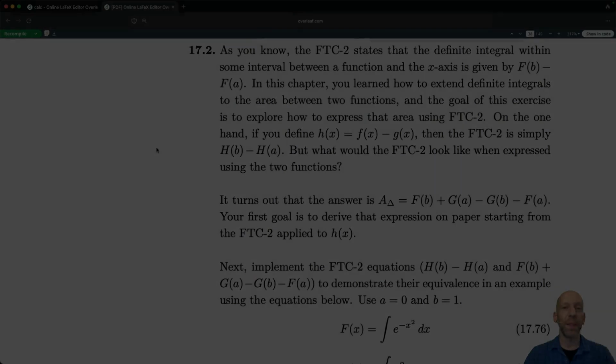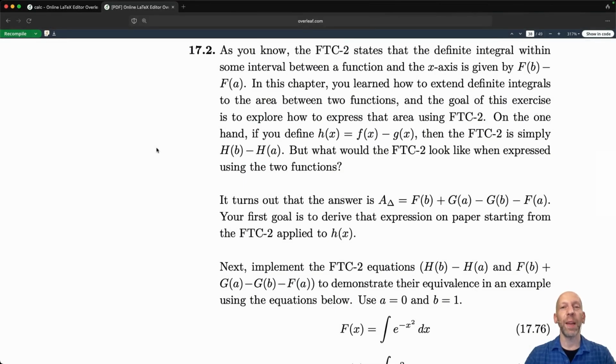Exercise 2 is about the fundamental theorem of calculus, part 2, and in particular, exploring the impact of calculating function differences, or the area between two functions within some bound, on the expression of the FTC2.